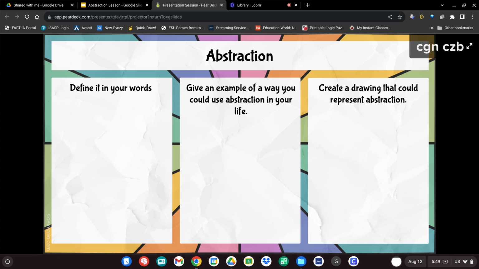As always in this class, your drawing is not graded based on how perfectly artistic you are. Remember, I use stick figures. So I am not judging your drawing ability. I am judging whether that drawing represents what abstraction is. And it does not have to be perfect. Okay, so once you finish that, you are done with this lesson.